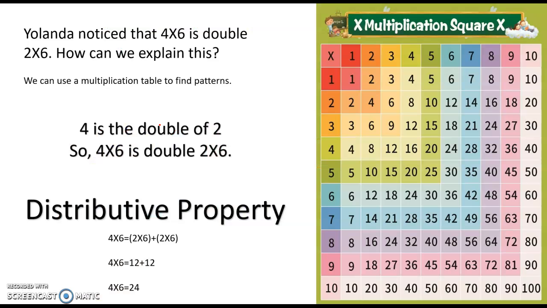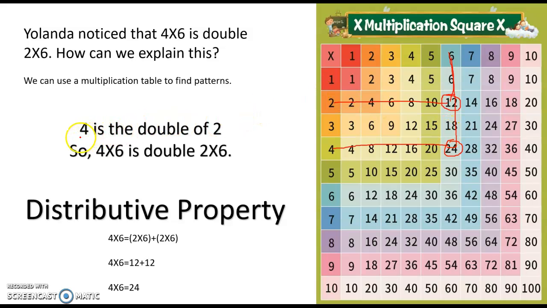Yolanda noticed that 4 times 6 is double 2 times 6. How can we explain this? Well, we can use the multiplication table to find the patterns. So looking at 4 times 6, we know the answer is 24. And Yolanda says it's double 2 times 6. So 2 times 6 is 12. So 12 doubled is 24.